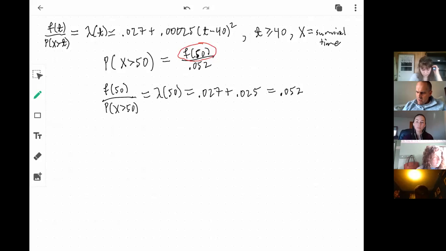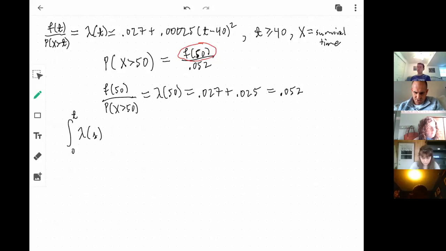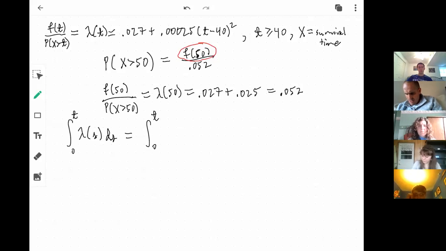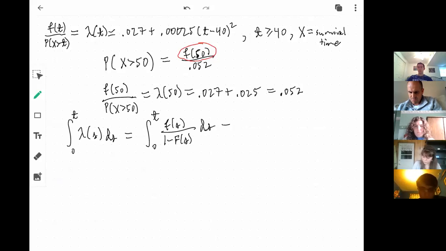Yeah, so look at what they do here, okay? So what they basically have is this. They have to use a different variable because they want t to be in the integration limit. So if you integrate the hazard function from 0 to t ds, then what is this? This is the integral from 0 to t of what? Little f of s over 1 minus capital F of s ds, right?